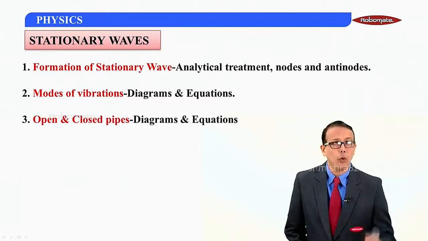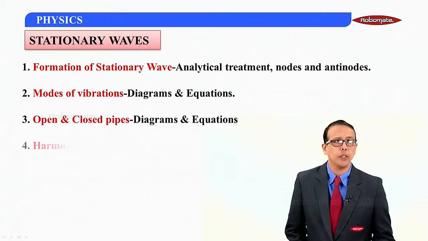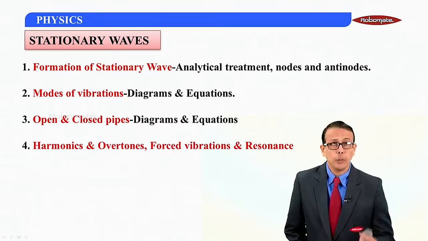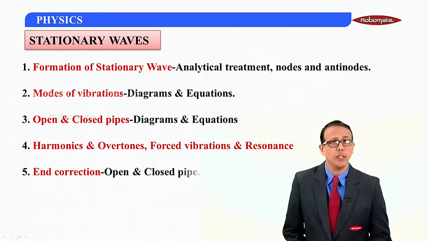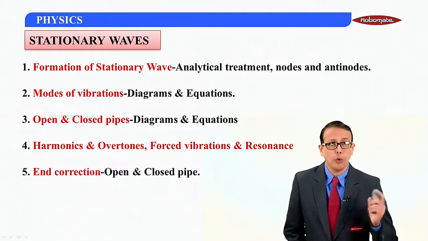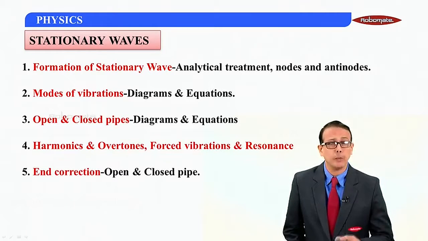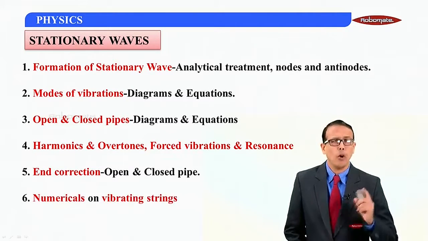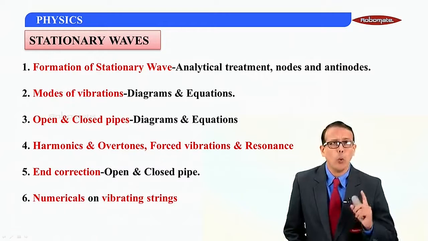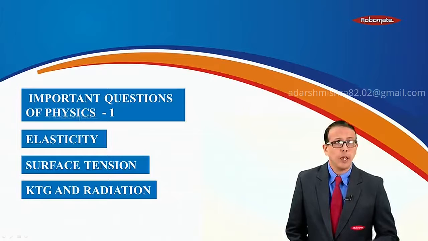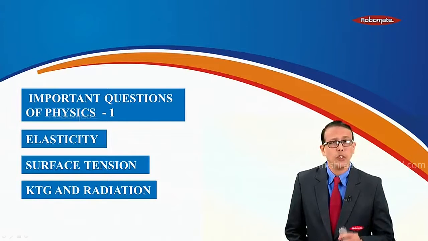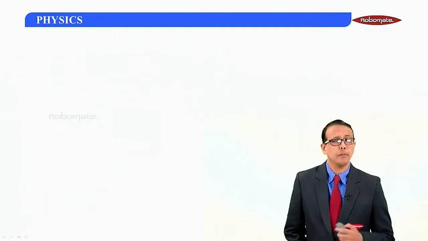Also open pipe and closed pipe, same diagram and the respective frequency equation. Distinguish between harmonics and overtone, forced vibrations and resonance. End correction, open pipe and closed pipe, expression for end correction, and also numericals on vibrating strings. Let's move ahead, students. Now let's discuss important questions of elasticity, surface tension and KTG and radiation.